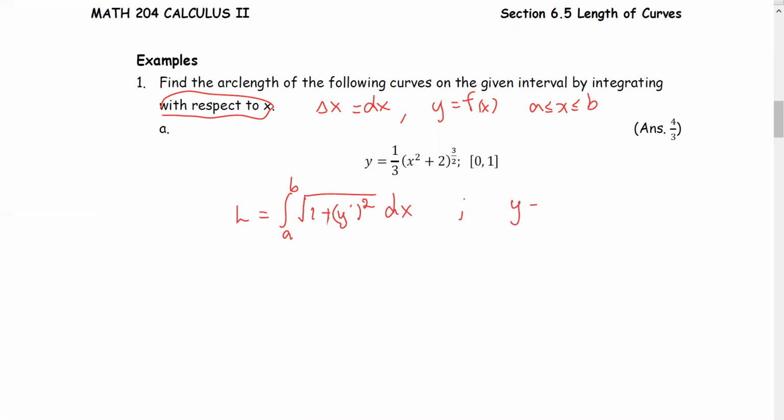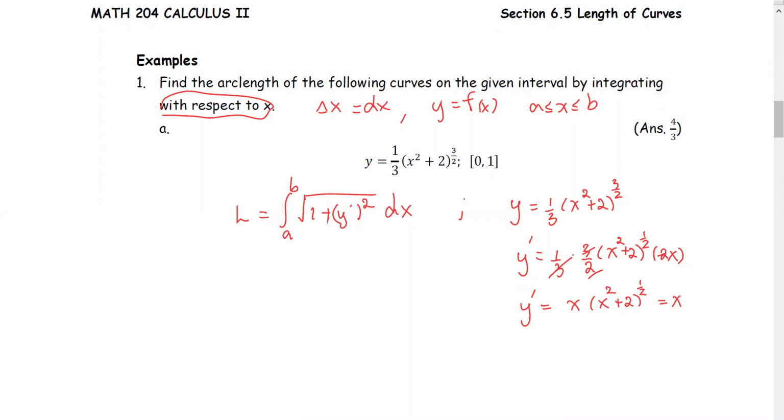In our case, y is 1 over 3 multiplied by (x squared plus 2) to the power 3 halves. We find y prime. Y prime is 1/3 times 3 over 2 times (x squared plus 2) raised to the power 1 half, multiplied by 2x from applying the chain rule. After simplifying the numbers, we get y prime as x multiplied by (x squared plus 2) to the power 1 half, or x multiplied by the square root of x squared plus 2.